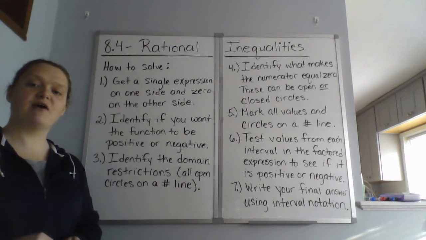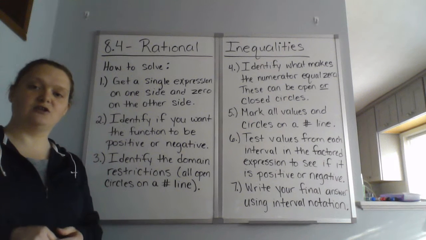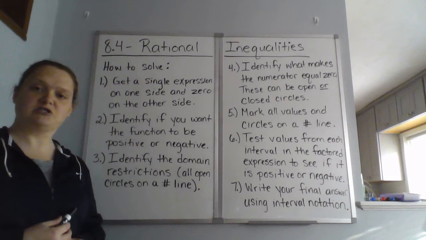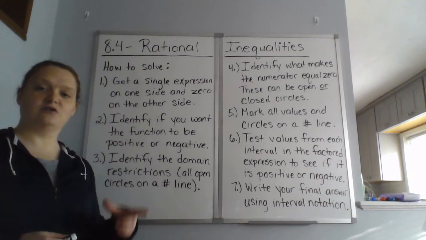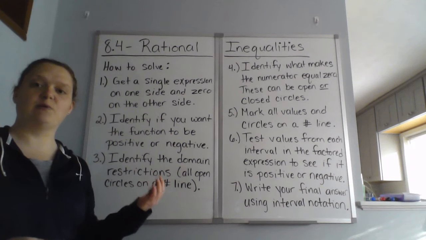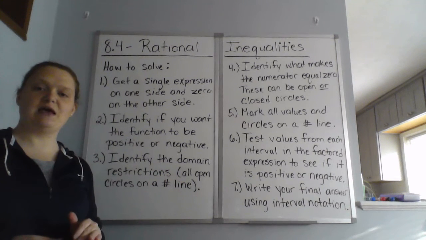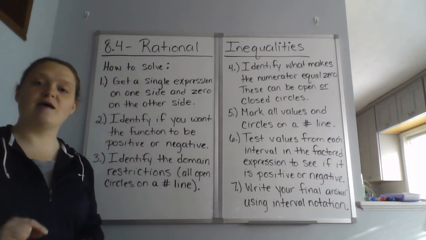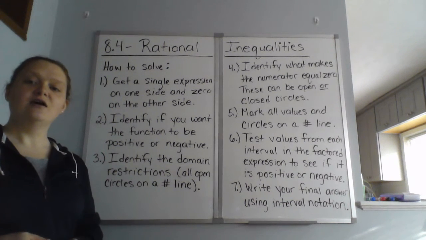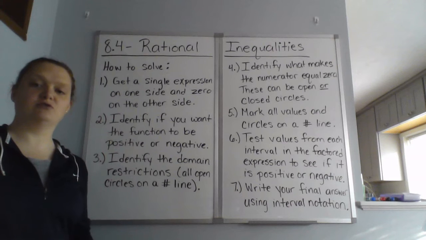Okay, so once we have that, we then want to identify: do we want positive or negative results out of this expression? We're going to take a look at the rational expression, compare it to the inequality sign, and identify whether we want that to be positive or negative. I will walk through that on every example that we do so that you understand what I'm talking about there. Then we want to identify the domain restrictions.